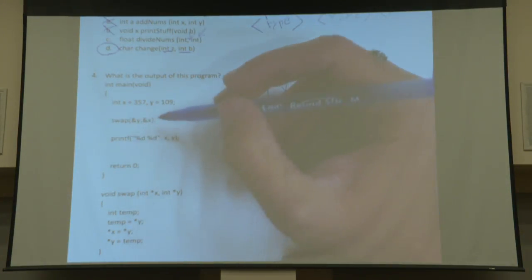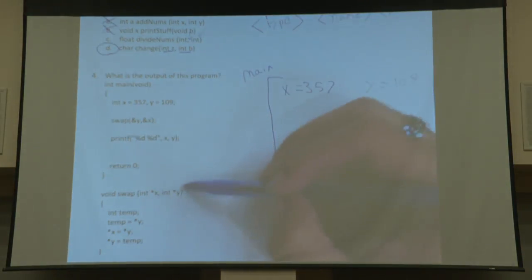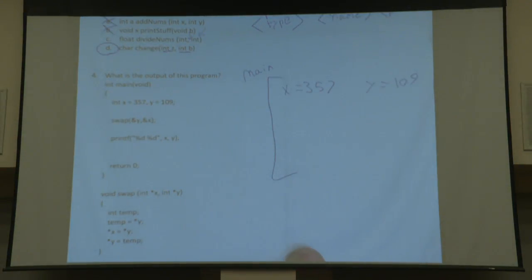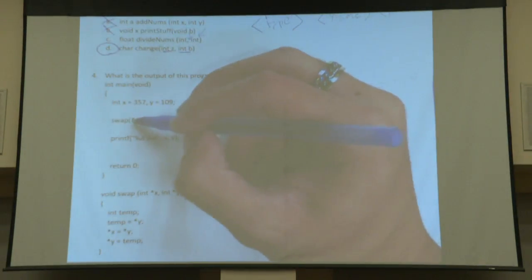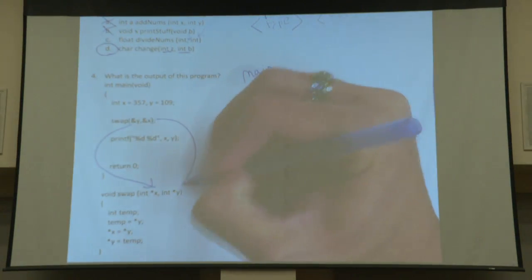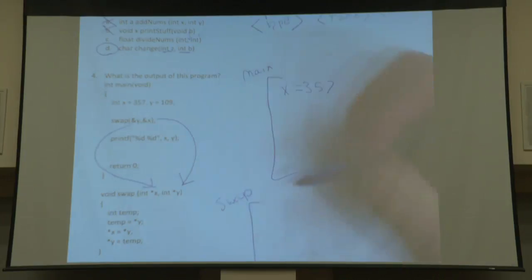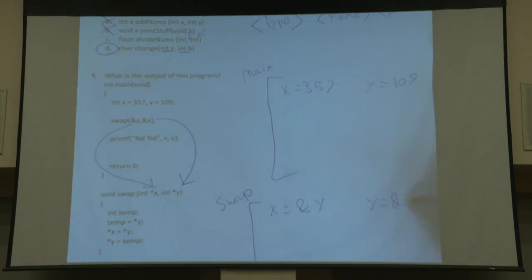I sort of tried to make it a little tricky, so I put in y and x, and then here it's called x and y, so you do want to look out for that. But we've passed in the address of y to here, and the address of x to here. So now, within the swap, we have x equals ampersand y, and y equals ampersand x.